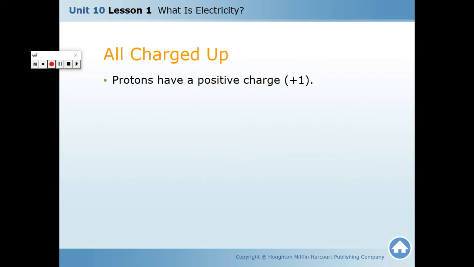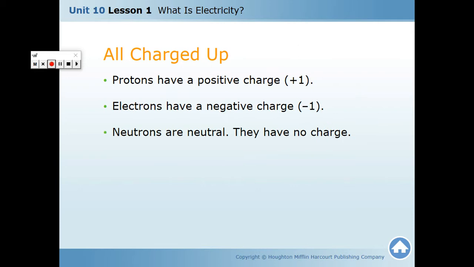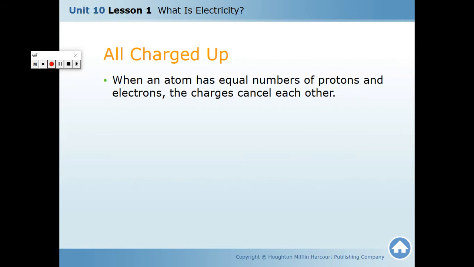Protons have a positive charge, +1. Electrons have a negative charge, -1. Neutrons are neutral, they have no charge. When an atom has equal numbers of protons and electrons, the charges cancel each other.